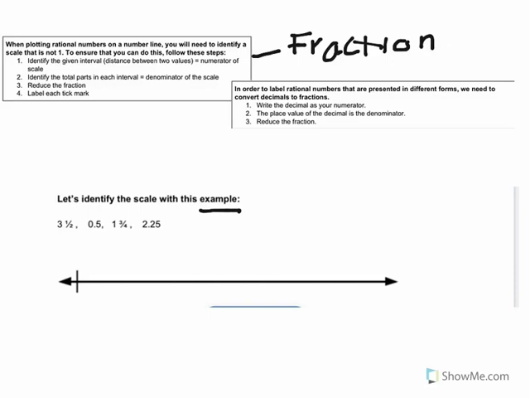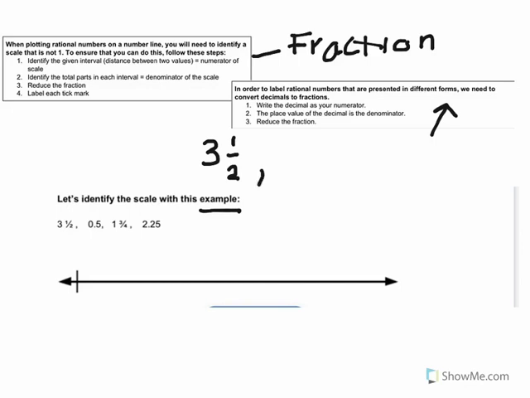So if we are looking at this example, it says let's identify the scale, and I am provided with 4 rational numbers. I am going to have to plot all of these rational numbers on the number line, so I know because of key point number 2 that I need to get all of my decimals into fractions. So my first rational number, I'm going to write them all up here. My first one is 3 1/2. So it has a fraction in it. This is also known as a mixed number. Since it already has a fraction, I don't need to convert anything.